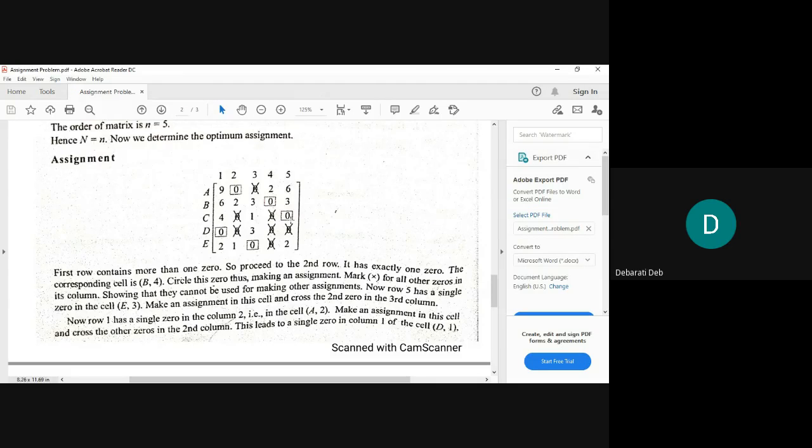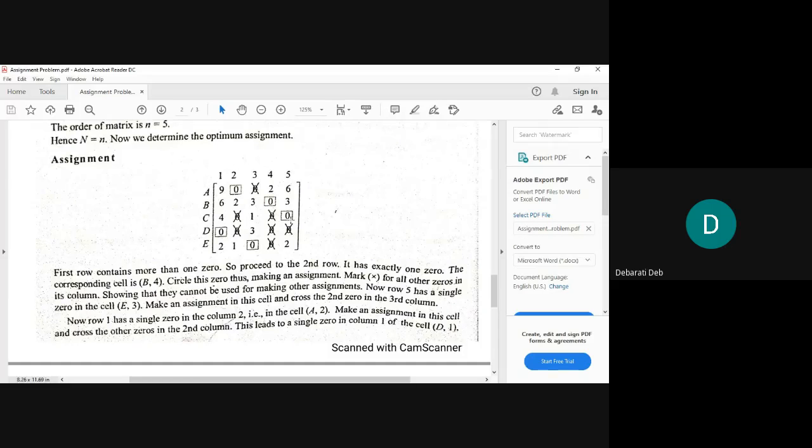How many assignments have we made? I'm just jumbled up. I'm not doing it in a fresh copy. You are doing it. So tell me, how many assignments have we made till now? That means how many circles? 4. Okay. Then the last one will be which one?